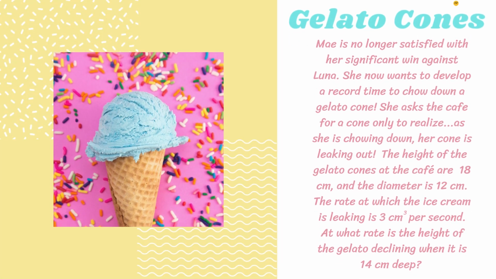Gelato games featuring the greed of May. May is no longer satisfied with her significant win against Luna. She now wants to develop a record time to chow down a gelato cone. She asks the cafe for a cone only to realize that as she is chowing down, her cone is leaking out.